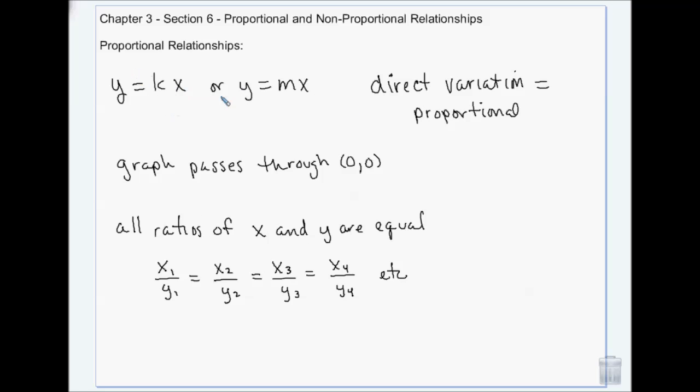Proportional relationship. That's the same thing as direct variation. It's going to be y equals kx or y equals mx. It's going to pass through 0, 0. And if you take all the ordered pairs and put them as a fraction, x over y, of all of the possible ordered pairs, they'll all be equal to each other, because you can reduce them all down to the base. And that's how you know it's proportional, because 2 equal fractions form proportions, right? So we're going to have a bunch of fractions that are all equal, so it's very proportional.